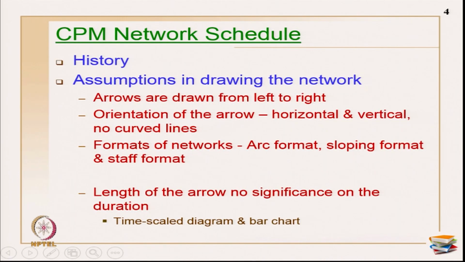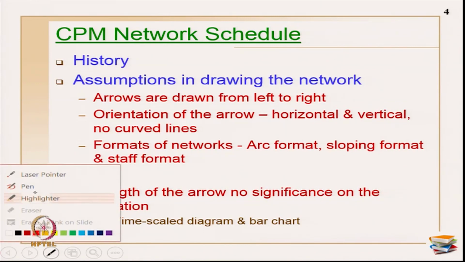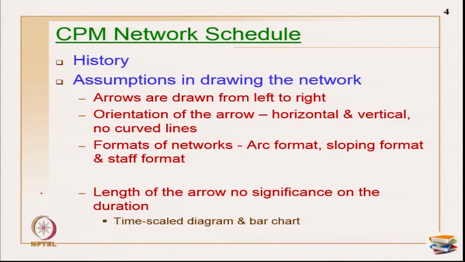Now, what are the assumptions in drawing the CPM networks? There are a few assumptions. The arrows, whether it is AOA or AON, are generally drawn from left to right, with the orientation either horizontal or vertical. There are no backward links, and no curved lines are available. And there are a few formats for network representation, for example the arc format, which is not that predominantly used in practice.